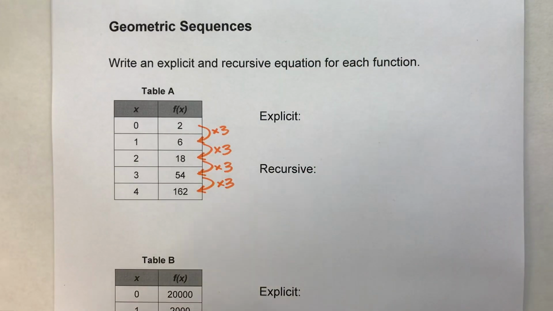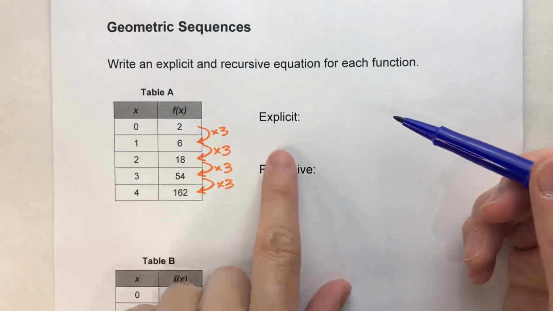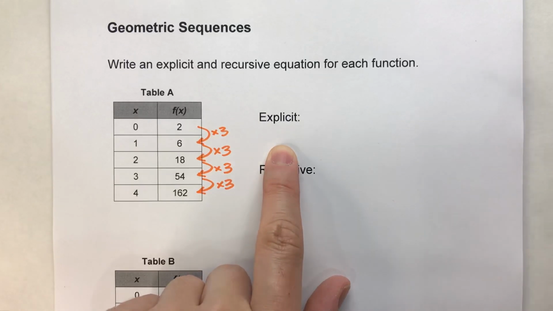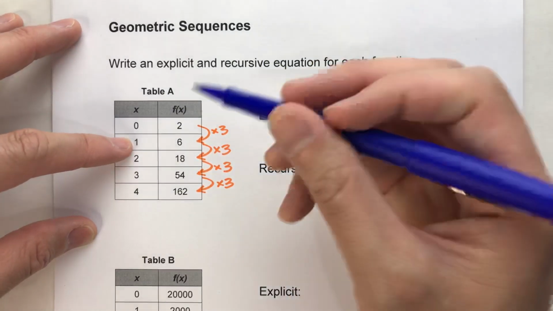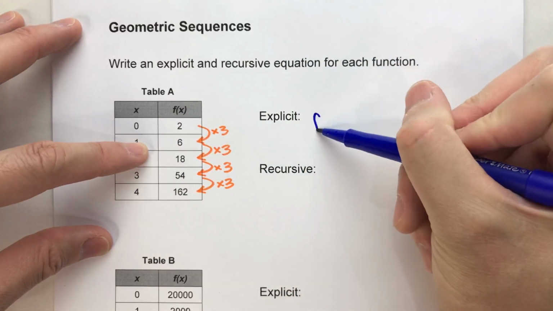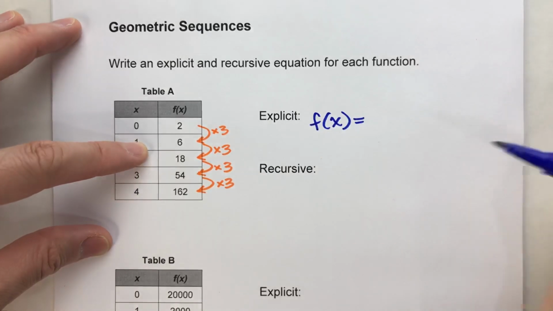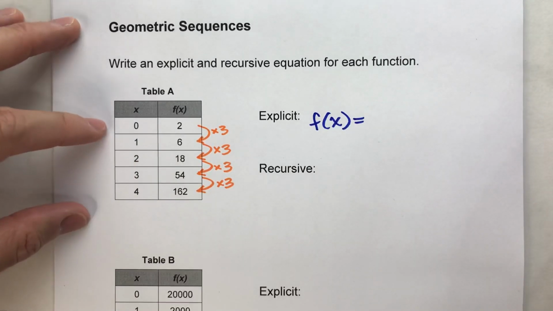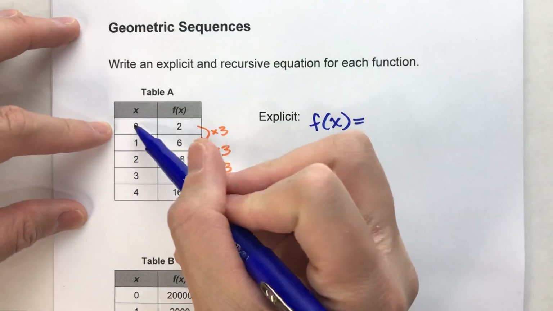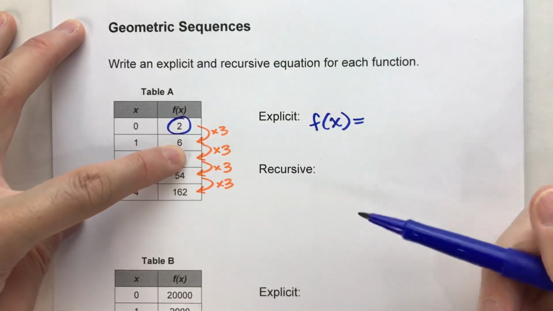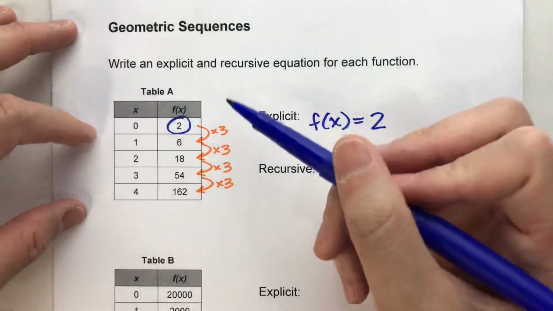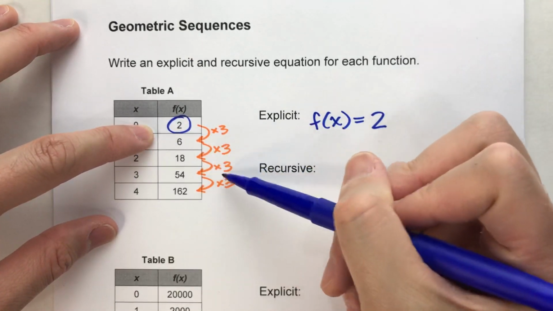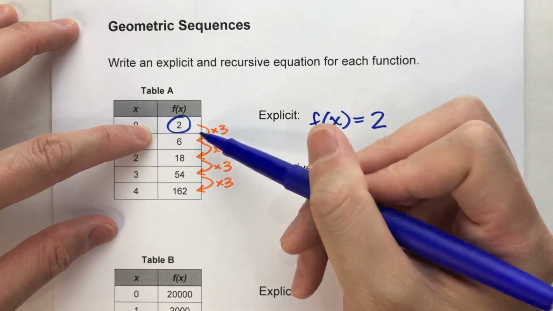Okay? Now, we can write two different equations to represent that geometric sequence. The first one being explicit. So, to write an explicit equation for the geometric sequence, first off, we know we're trying to find f of x, so I'll say f of x is equal to. Now, you need to know what the sequence starts at 0. So notice, when x is 0, f of x is 2. So we know it starts at 2. Okay? But after that, it repeatedly multiplies by 3 over and over and over and over again.